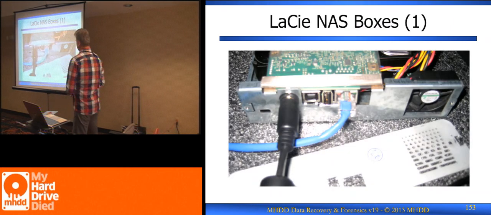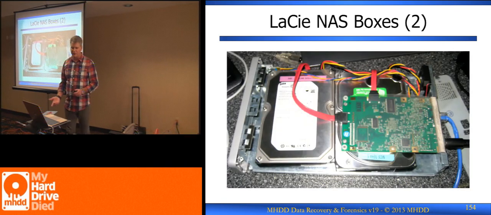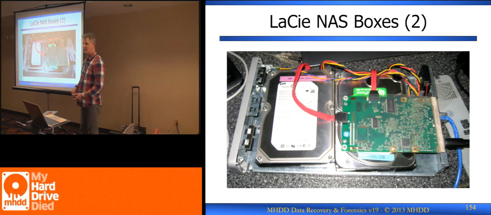NAS boxes. So this is a LaCie NAS box. So this LaCie NAS box plugs in. It has, in this particular instance, an Ethernet port, and that's the control mechanism. On the drive itself, this is what you're looking at. You know what this is? Anybody know what that is? What do you think it is? It's a board. Yeah, it's a board. And what's on this board? What do you think it might be?